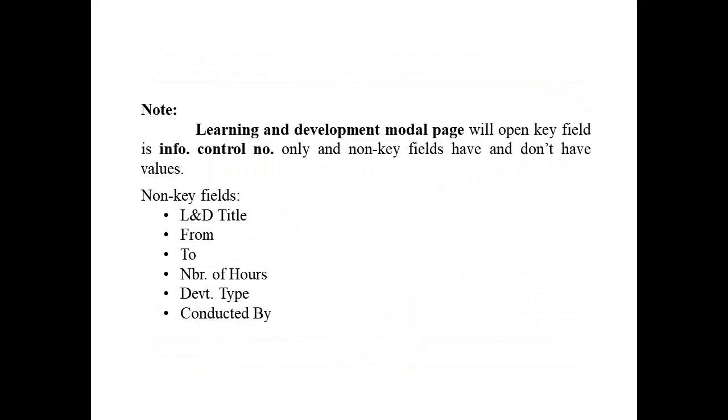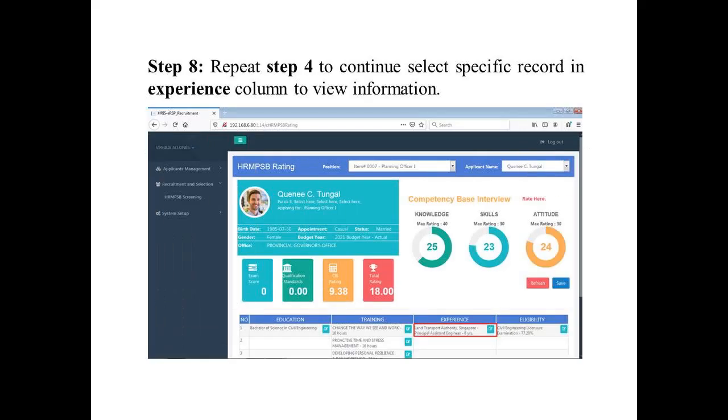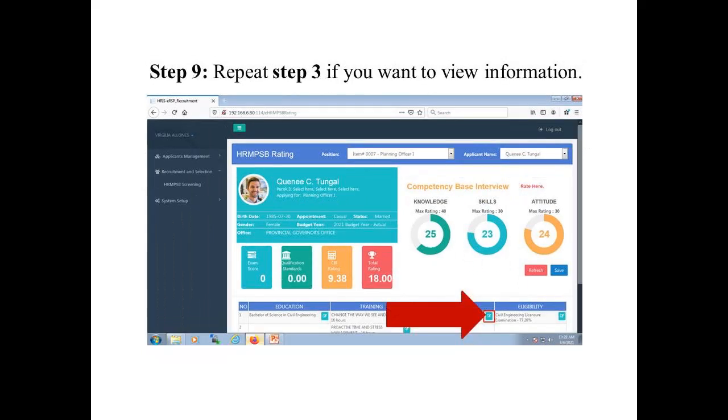Note: the Learning and Development modal page will open with key field as info: Control No, only, and non-key fields that have and don't have values. Non-key fields: L and D title, from, to, number of hours, development type, conducted by. Step 8. Repeat Step 4 to continue. Select a specific record in the experience column to view information. Step 9. Repeat Step 3 if you want to view information.